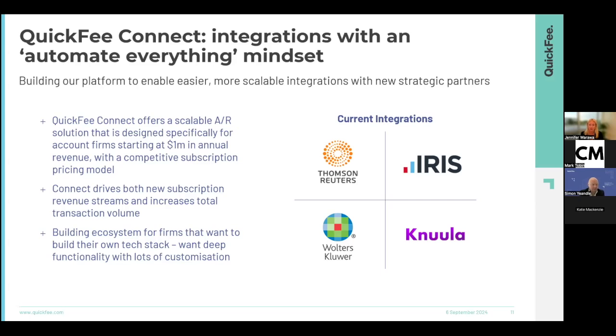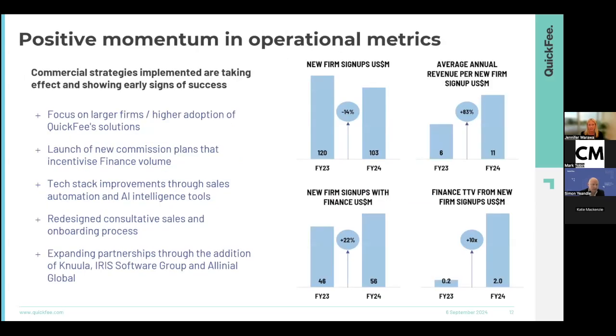We have a full dashboard of metrics, including a lot of early indicators that show that we're on the right track or where we need to adjust. This slide highlights just a few of these metrics that we track closely and give us confidence that our initiatives are working. You can see here that we've had positive improvements in average annual revenue per new firm sign up, the attach rate of Quickfee Finance for new firms, and the total transaction volume from new firms.